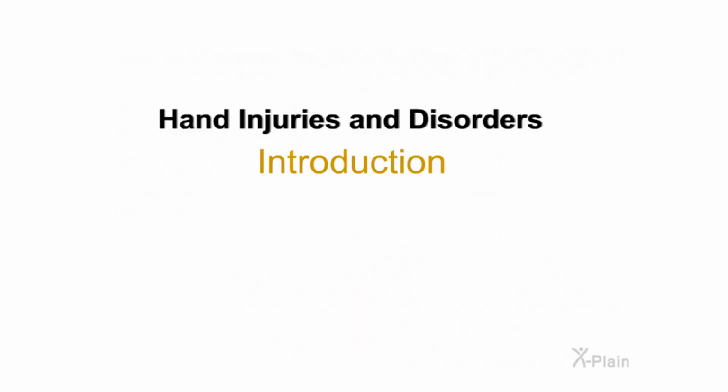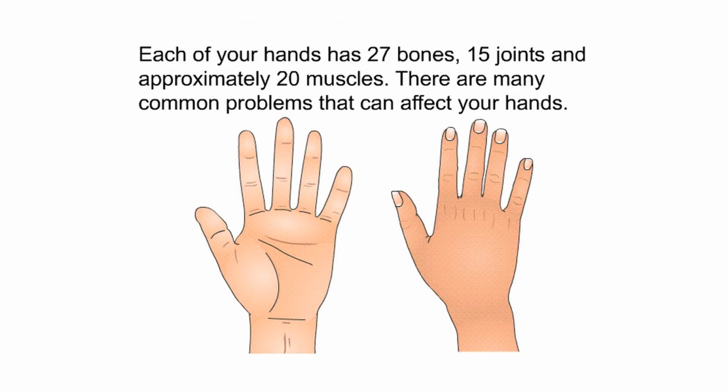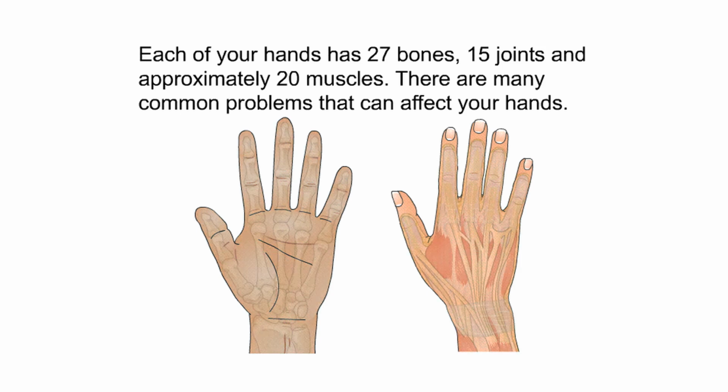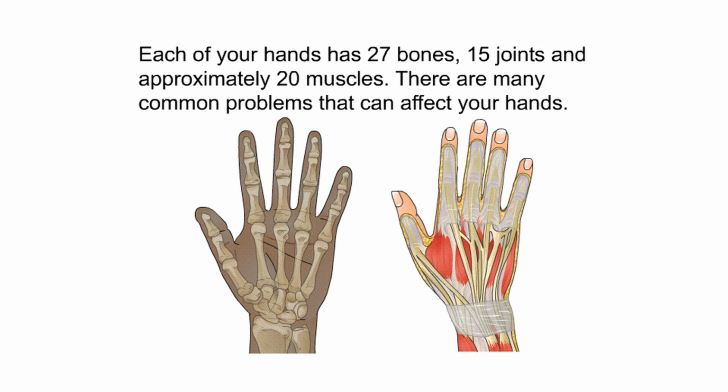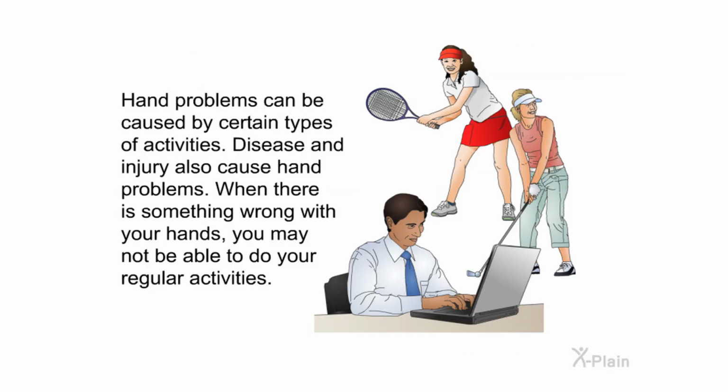Hand injuries and disorders. Introduction. Each of your hands has 27 bones, 15 joints, and approximately 20 muscles. There are many common problems that can affect your hands. Hand problems can be caused by certain types of activities. Disease and injury also cause hand problems. When there is something wrong with your hands, you may not be able to do your regular activities.